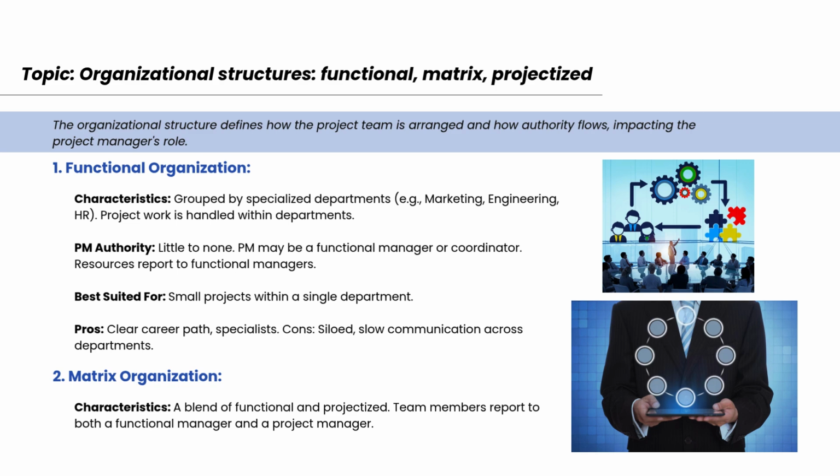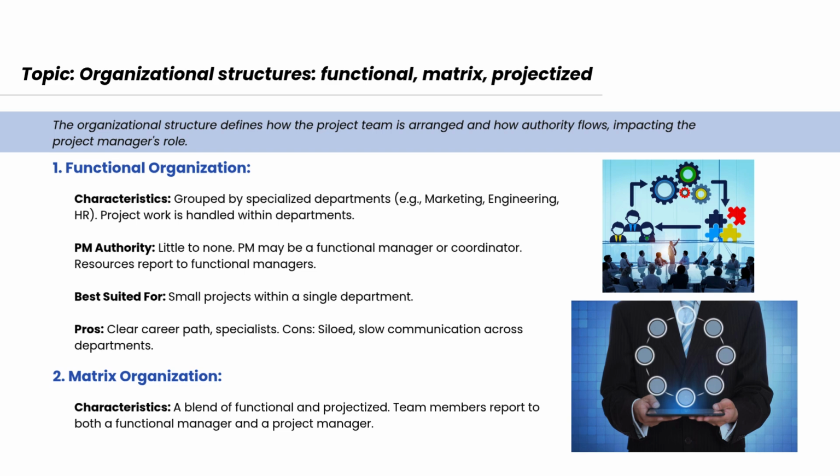The project manager, PM, has very little authority. Often, the PM is just a coordinator or a functional manager. Resources, i.e., team members, report to the functional managers. This structure is best for small projects that stay within a single department.